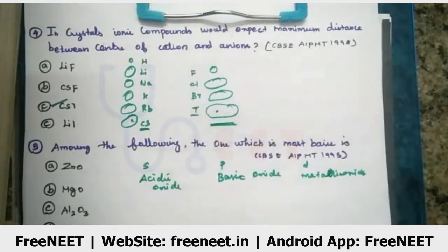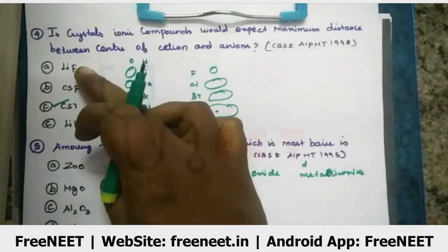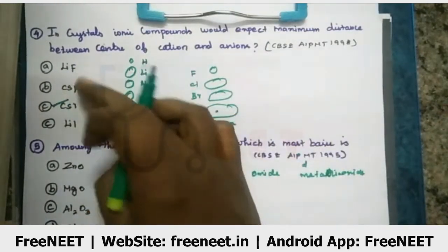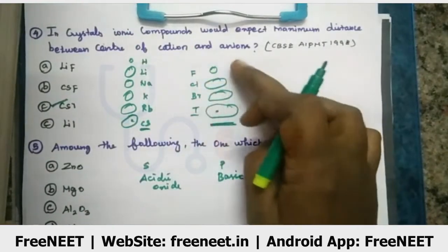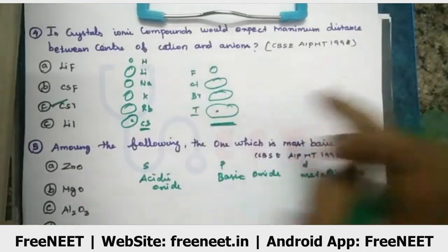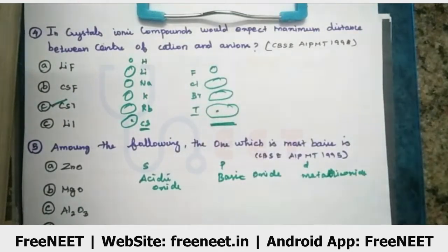Cesium has a bigger size, so the biggest cation should be cesium. Then they are giving the anions as fluorine, iodine. It is the halogen family: fluorine, chlorine, bromine, iodine. And as you move down the group, iodine has the biggest size of the anions.